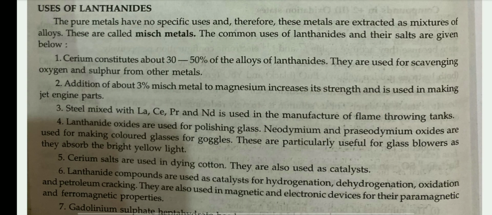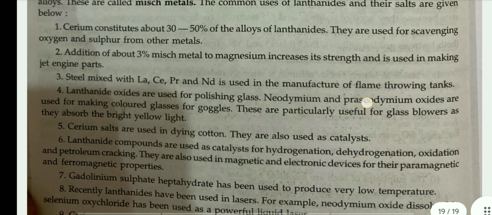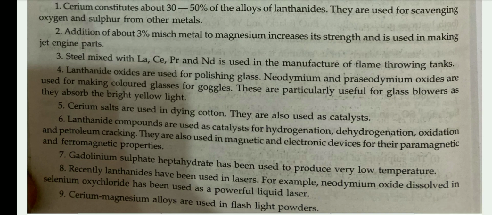Uses of lanthanoids. The pure metals have no specific uses and therefore these metals are extracted as a mixture or alloys. These are called misch metals. The common uses of lanthanoids and their salts are given below. Cerium constitutes about 30 to 50 percent of the alloys of lanthanoid. They are used for removing oxygen and sulfur from other metals. Addition of about 3% misch metal to magnesium increases its strength and is used in making jet engine parts.